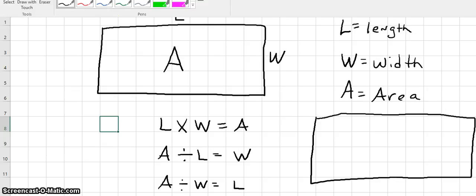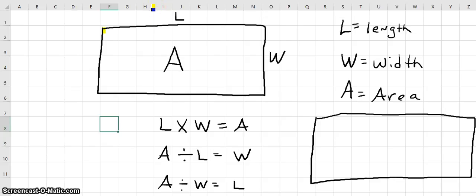So we have a rectangle drawn here. On the inside of the rectangle, we call that area. So all of this inside of it is called the area. And to find the area, we're going to use length times width. So I've got an L and a W. Length is L, W is width, and area is A. So we do length times width to find the inside of it.